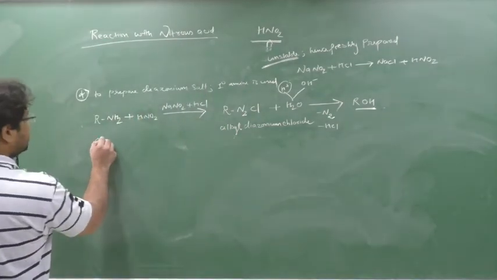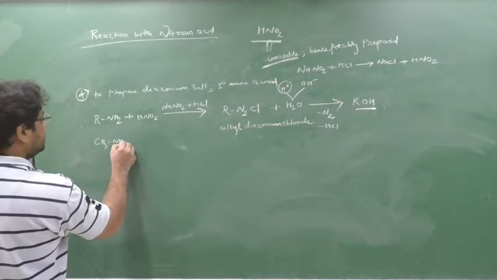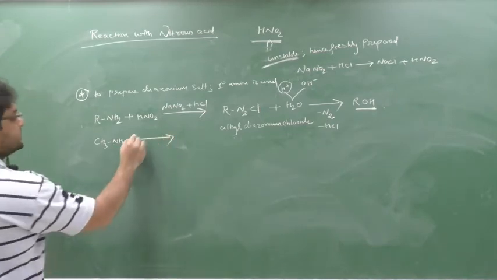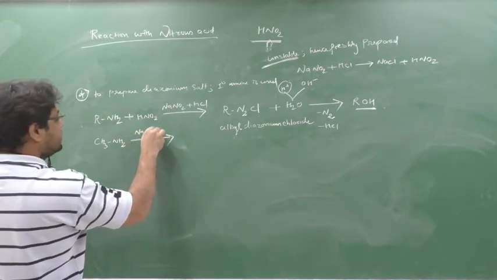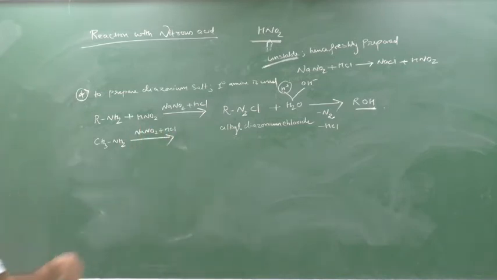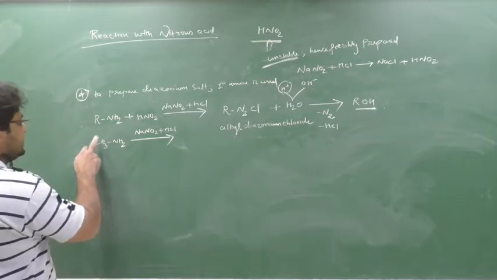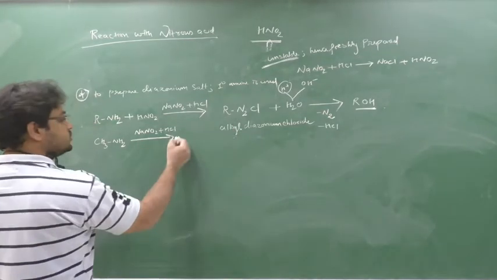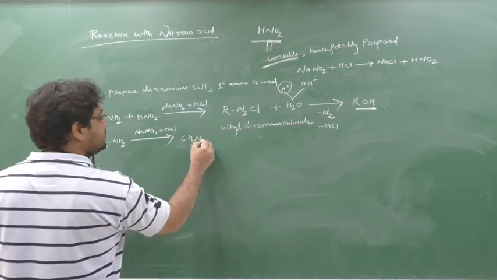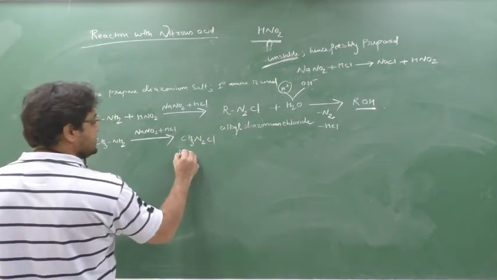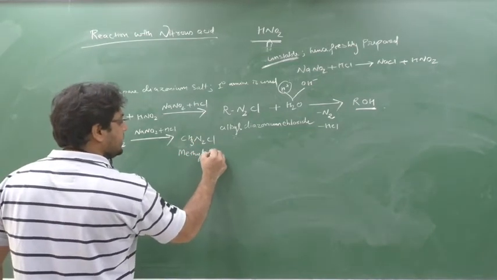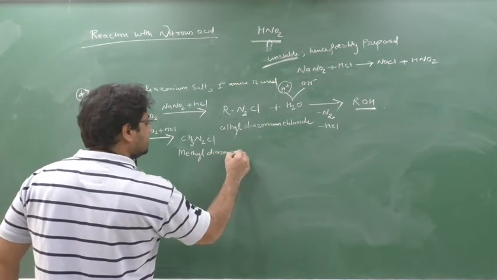I will write down here CH3NH2, and directly in the exam, if it is written like this, NaNO2 plus HCl, then please remember that this is the reaction with nitrous acid, that is, we are preparing diazonium salts. So which diazonium salt will be formed? As it forms RN2Cl, it will form CH3N2Cl. What is the name of this? Methyl diazonium chloride.